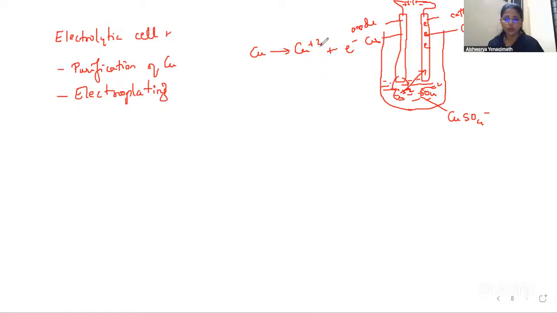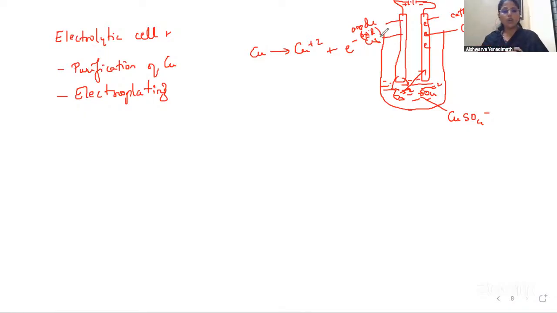It will form Cu2+, and this Cu2+ will go into the solution. So what is the entire scenario of this process? Cu from the anode is becoming Cu2+ and coming into the solution. So at the anode, oxidation takes place, loss of electrons. So Cu from the anode, at the anode oxidation is taking place and at the cathode reduction is taking place.